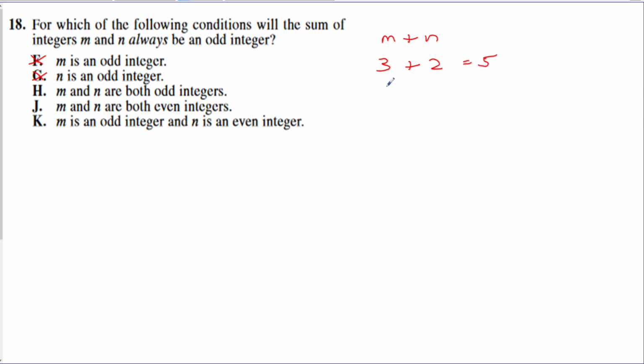an odd answer, right? But if I had m as being even and n as also being even, it looks like I'm getting an even answer. And if both of them are odd, for example 3 plus 11, I'm getting 14, and that's even. So you can see that this is the only combination, one odd number and one even number, that is going to give me an odd sum. Everything else looks like it gives me an even sum, so we're going to go with choice letter K.